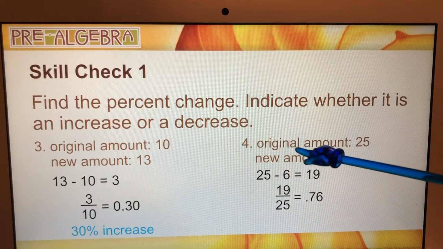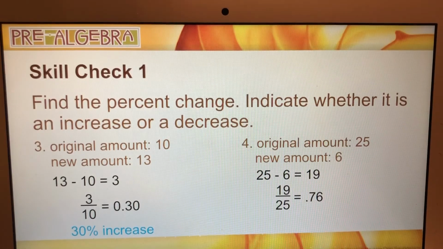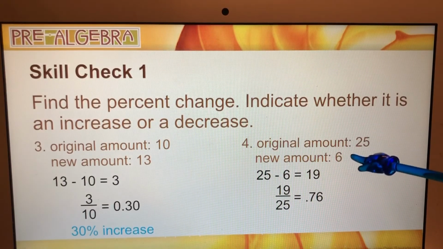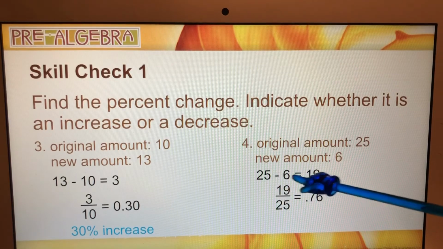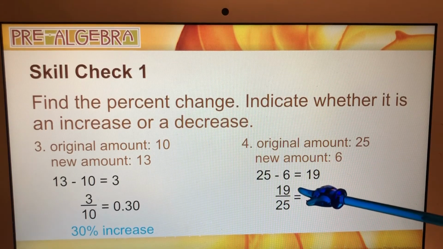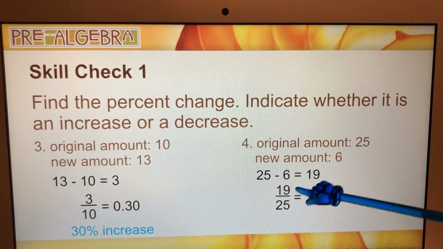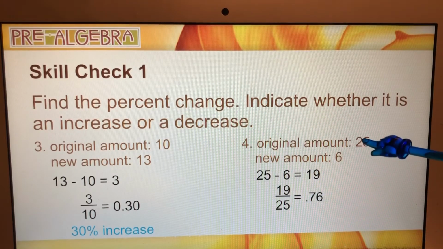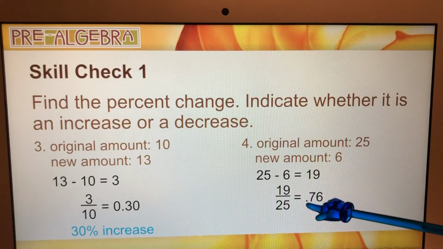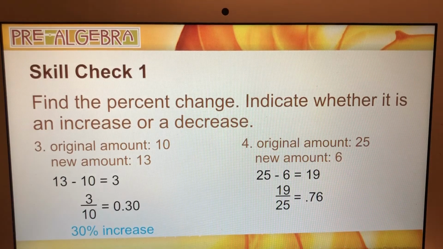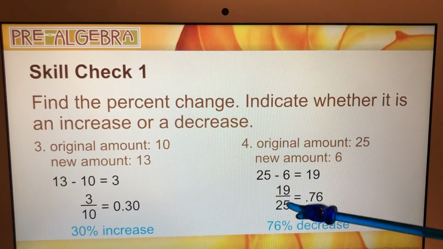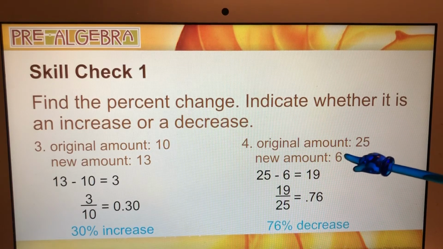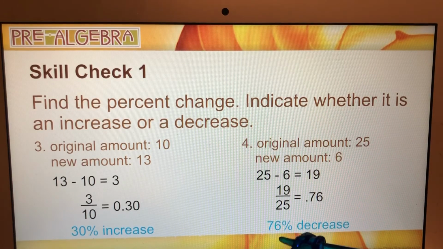For the next example here, the original amount was 25. Then the new amount here is 6. Now I'm going to subtract the two numbers, okay, 25 minus 6. That gives me 19. Now I'm going to find the percent change, okay? My amount of change, 19, I'm going to divide it by the original amount, 25, and I should get 0.76. And so to convert that to a percent, that's going to be 76%. And because I went from a 25 down to 6, that's a decrease. 76% decrease.